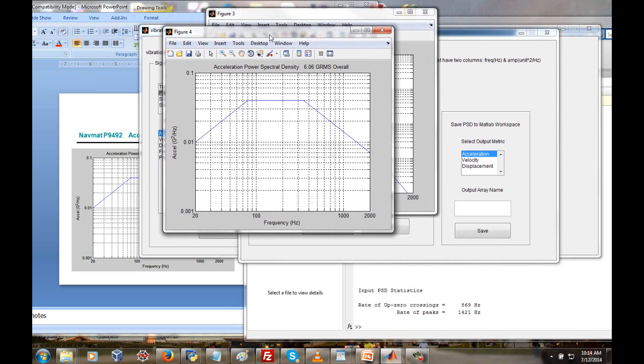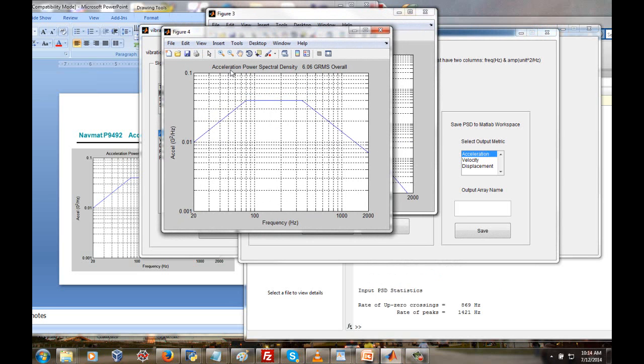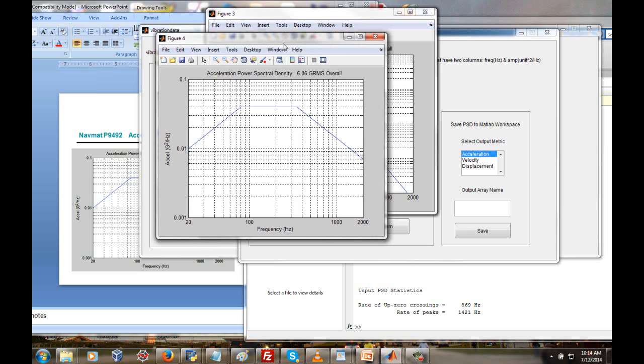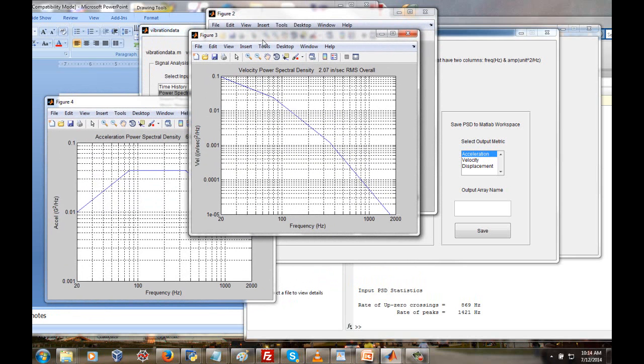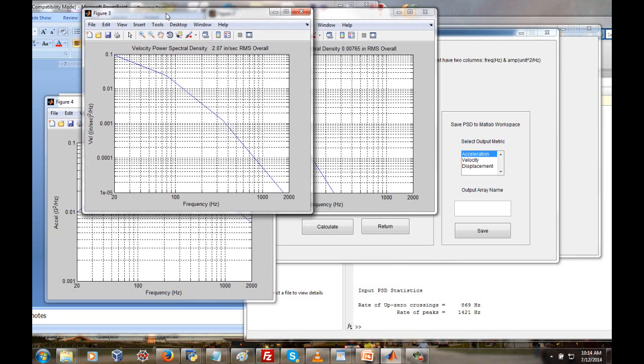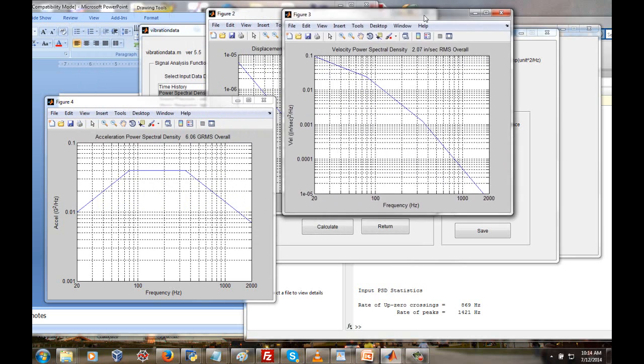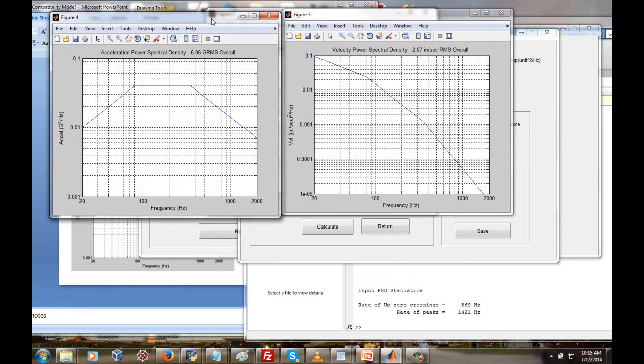Okay, we get 4 different plots. The first one is a very familiar acceleration power spectral density, g squared per hertz versus frequency in hertz. If we take the square root of the area under the curve, it's 6.06 GRMS overall. We've done this before. Well, here's something new for today. This is the corresponding velocity power spectral density with units of inches per second squared divided by hertz along the y-axis, and frequency in hertz along the x-axis. The overall level is 2.07 inches per second RMS.